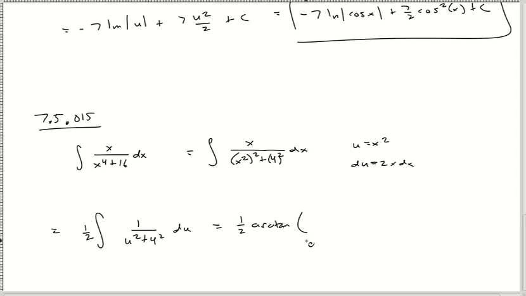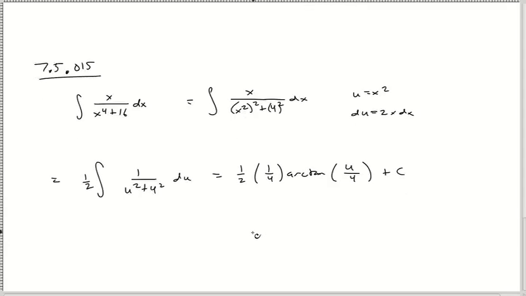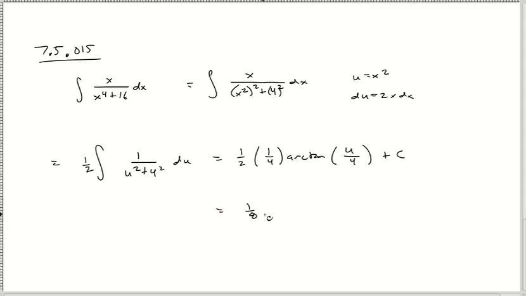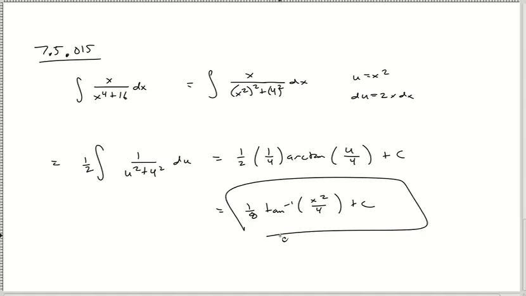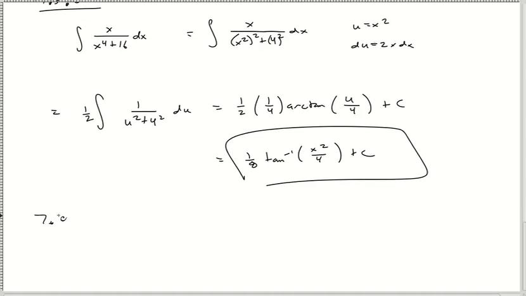Actually, I messed up slightly here. Let's back up just a tiny bit. Because I have the 4 here, this will actually be a 1/4 in the front. Arctangent of u over 4. I know my u's and 4's look so similar, and I'm sorry about that. Arctan of x squared over 4. There you go. Ta-da! Again, arctan, you can interchange them. No big deal there.